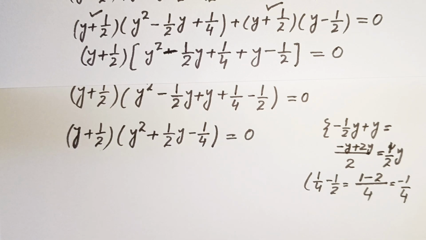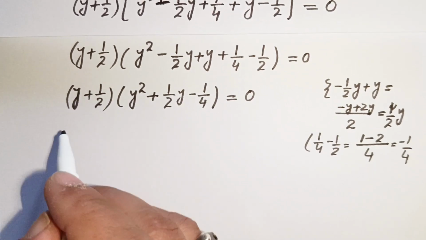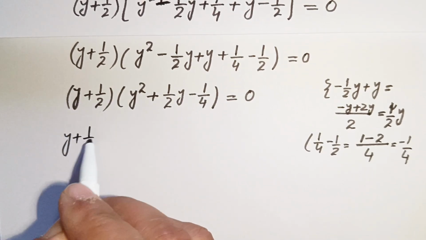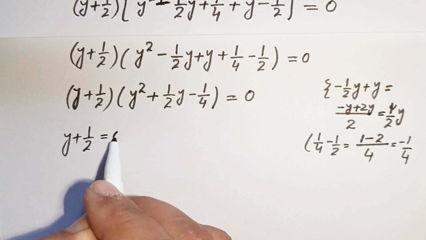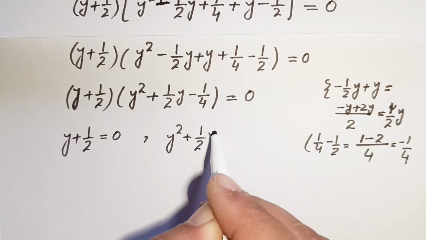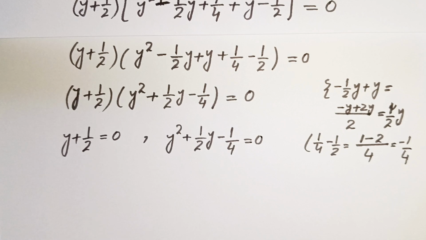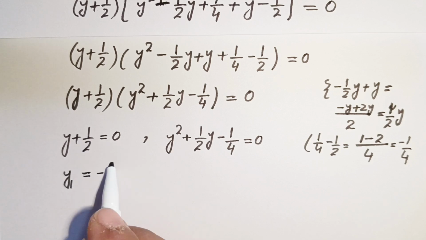So now we have two possible cases here. The first one is y plus 1 over 2 is equal to 0, and y squared plus 1 over 2 y minus 1 over 4 is equal to 0. So here in the first case, let's say we write it as our y1, so shifting this one we get minus 1 over 2.